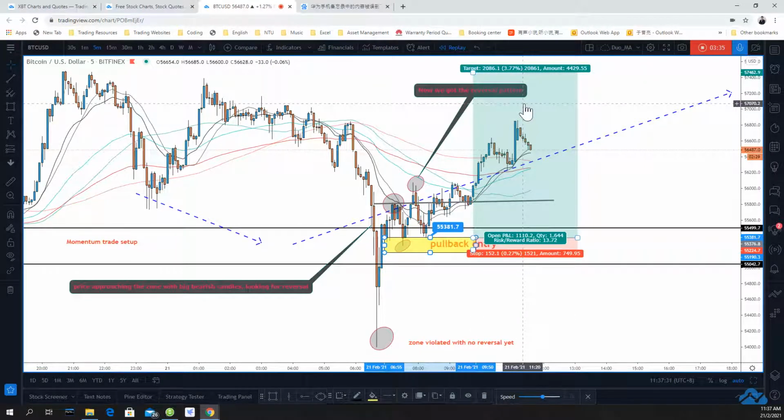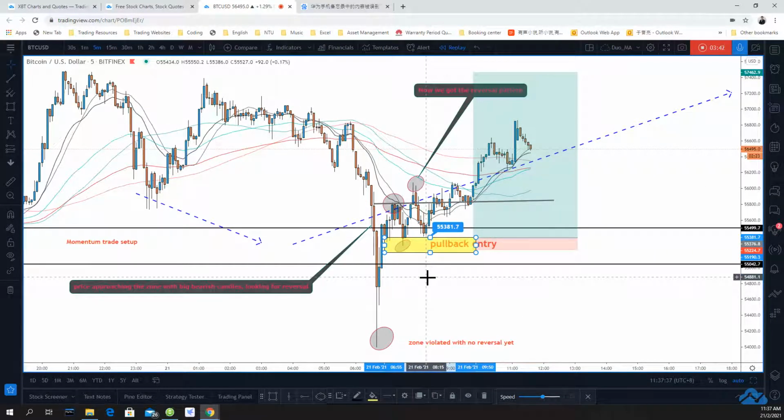So this pullback entry is here, and then the target's still here. So the risk-reward ratio is 1 to 3. Oh, this looks too good, right? The problem is I didn't trade this setup, because at 8:15 I was still sleeping. I have to tell the truth, but this analysis is quite useful.